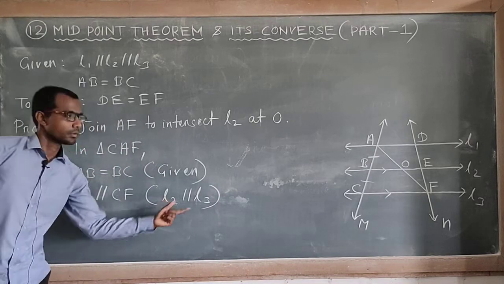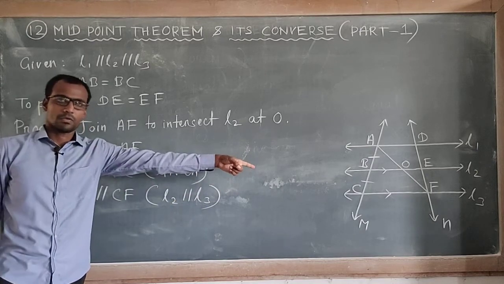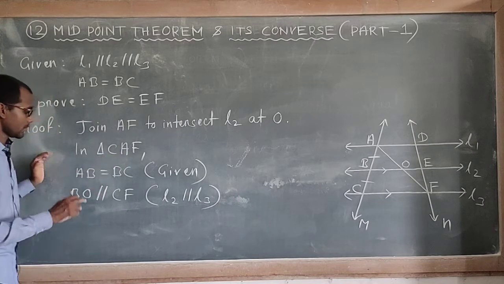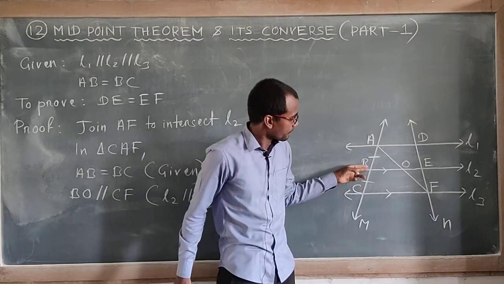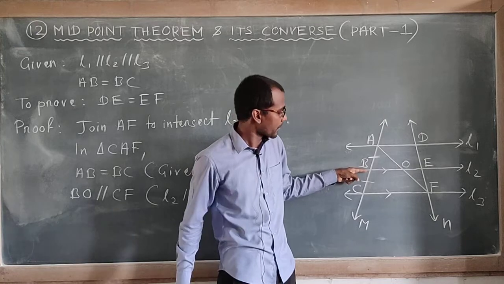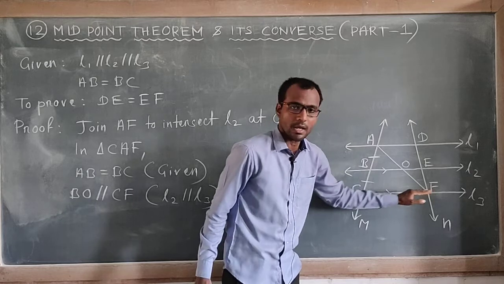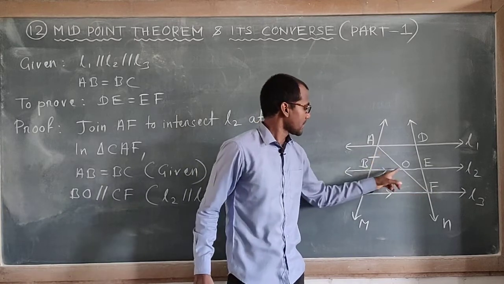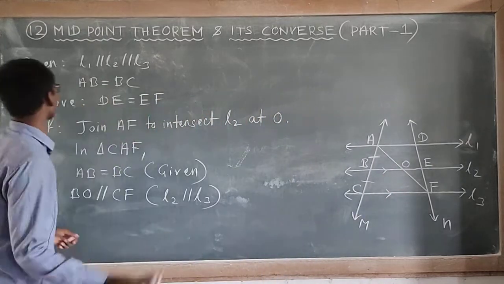BO is a part of L2, you can see in the diagram. CF is a part of L3, you can see in the diagram. So you can see in this triangle CAF, a line has been drawn from the midpoint of AC, B is the midpoint of AC, parallel to the second side, meaning CF. Then by converse of MPT, we can say that this point O is the midpoint of AF.